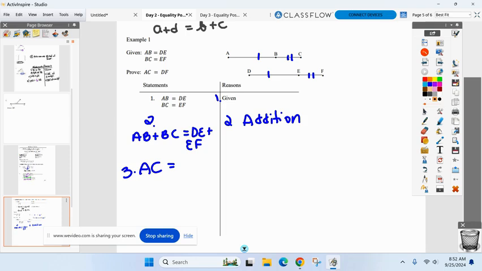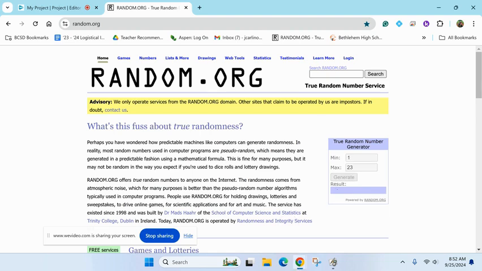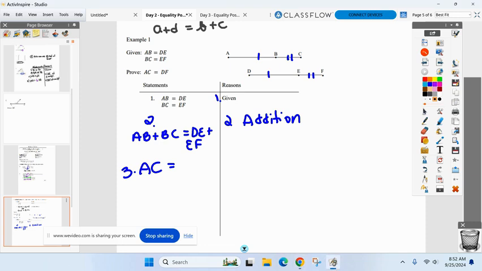Equals. What's another name for DE plus EF? Jayla? DF. So all I'm doing is replacing it. This is the same thing as DF. All right, well, what gave me the right to do that? I don't want to make up something either here. I replaced it with something that's equal to it. Substitution. I substituted in something that's equal to it. Substitution.